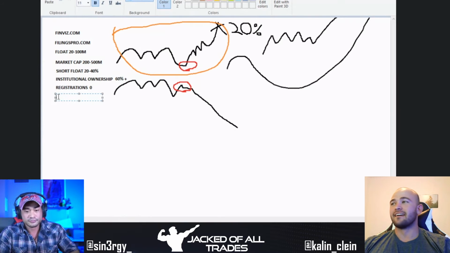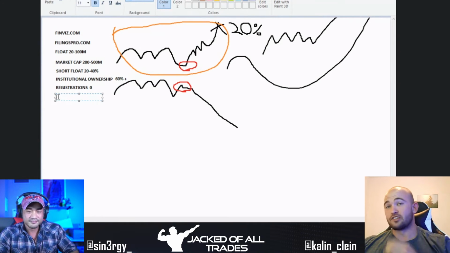You see that a lot in biotechs and things like that, where they need to raise money to do the research, and sometimes they come out and they become great companies, right? But at this stage, that's not a good sign, right? So again, if you're long biased, you don't see any registrations, good sign. Next thing you want to look at is news.